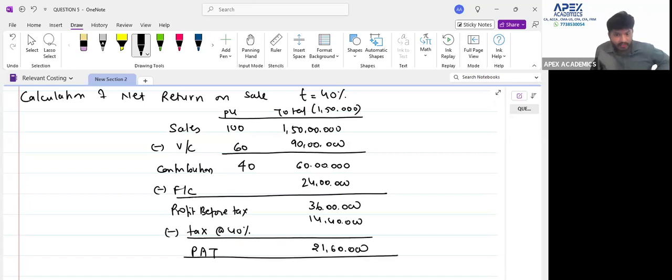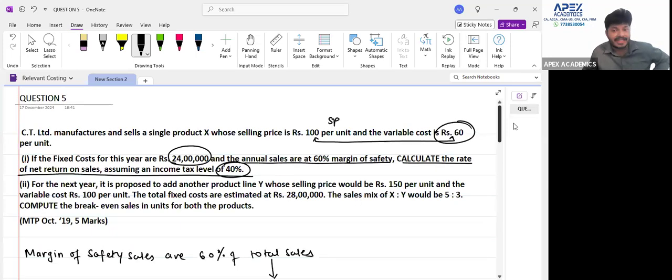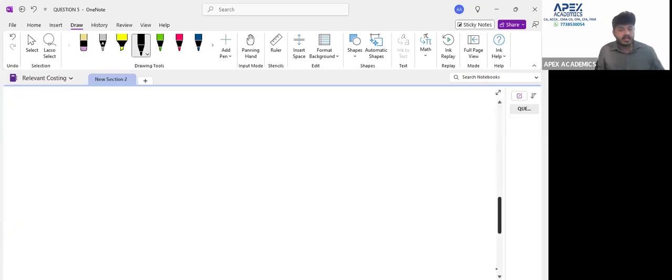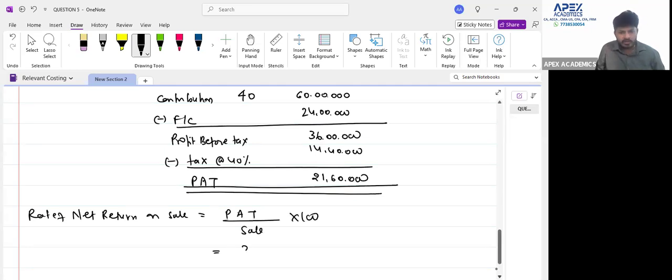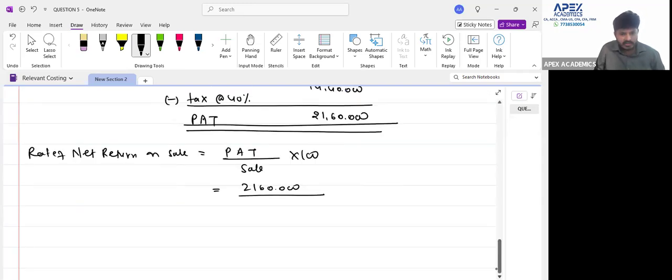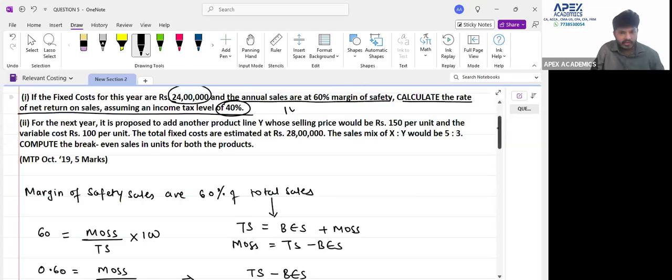What is this? Profit after tax. Now they are asking you a percentage. Calculate the rate of net return on sales. So rate of net return on sale is equal to profit after tax upon sales into 100. What is profit after tax? 21 lakh 60,000. What is your sale? 1 crore 50 lakhs. Multiply this by 100, please. What is your answer? 14.4%. What is your net return on sales? 14.4%. That is your first answer.